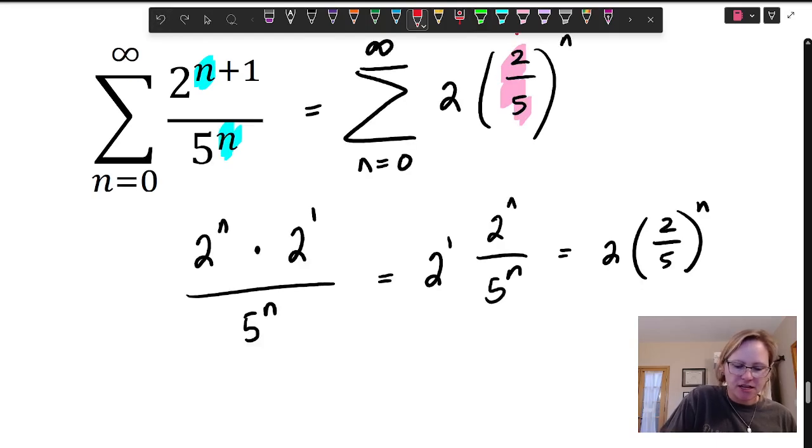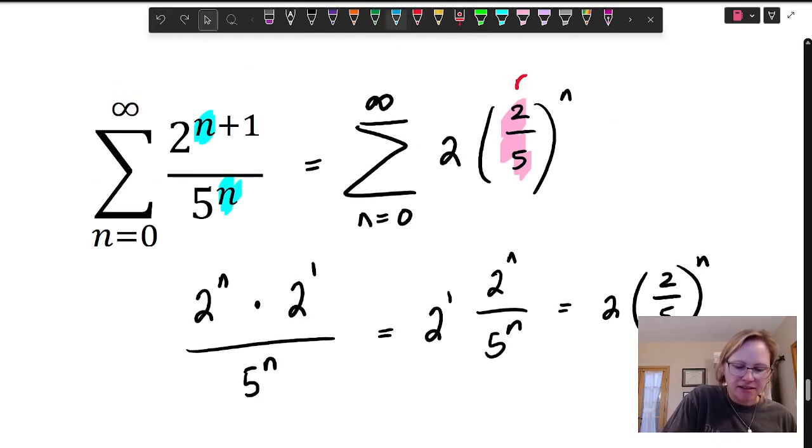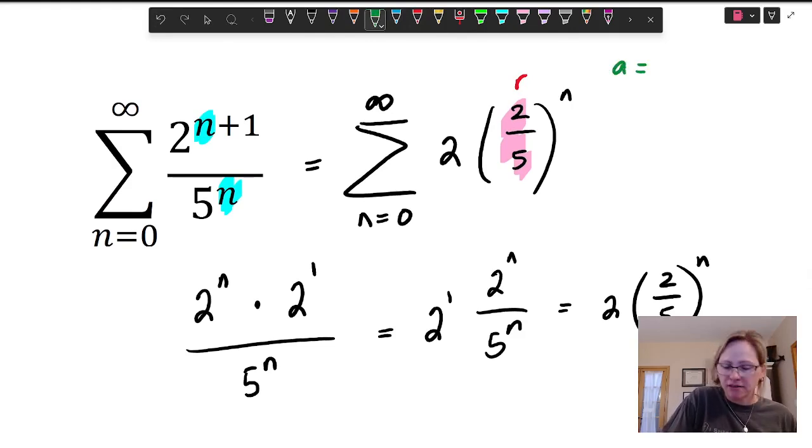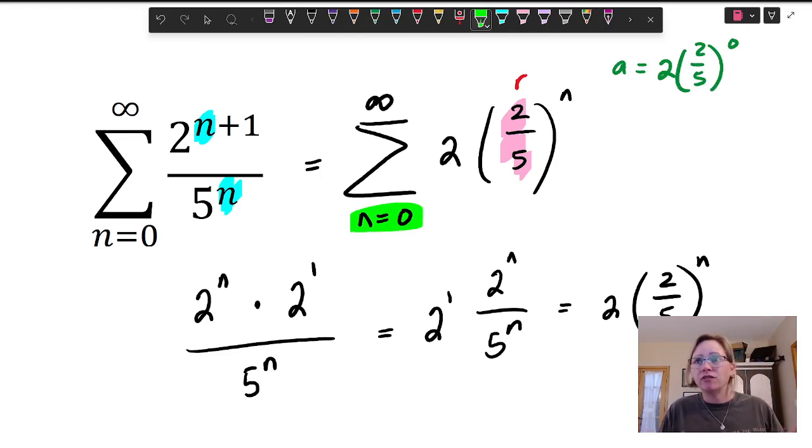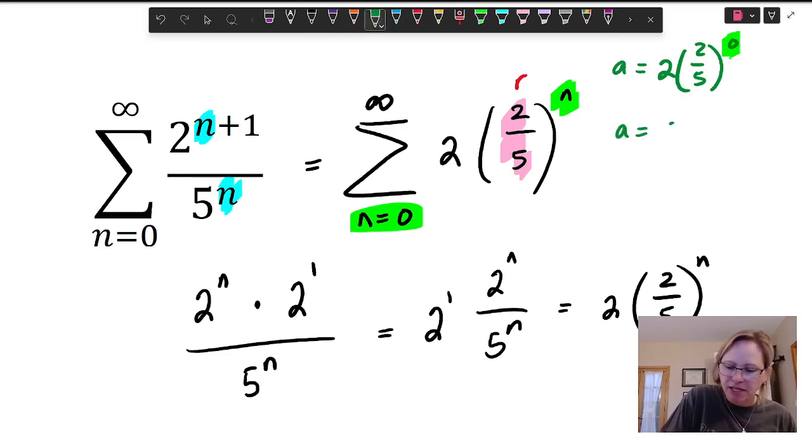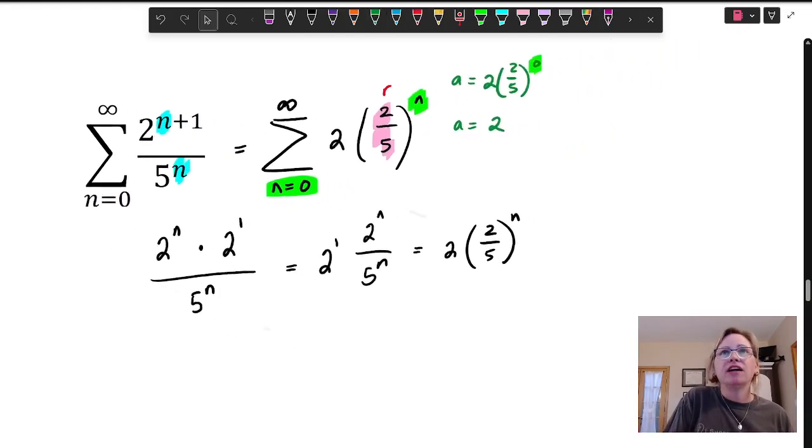A is going to be what we get when we plug 0 in for n. So we'll have 2 and then 2/5 to the 0 power. So we want to take that first value of n and plug it in for n. That's always how we get a, and in this case we do happen to get 2. It's not always that number on the outside, but now I have a, I have r, and because r is smaller than 1, I can find that sum.